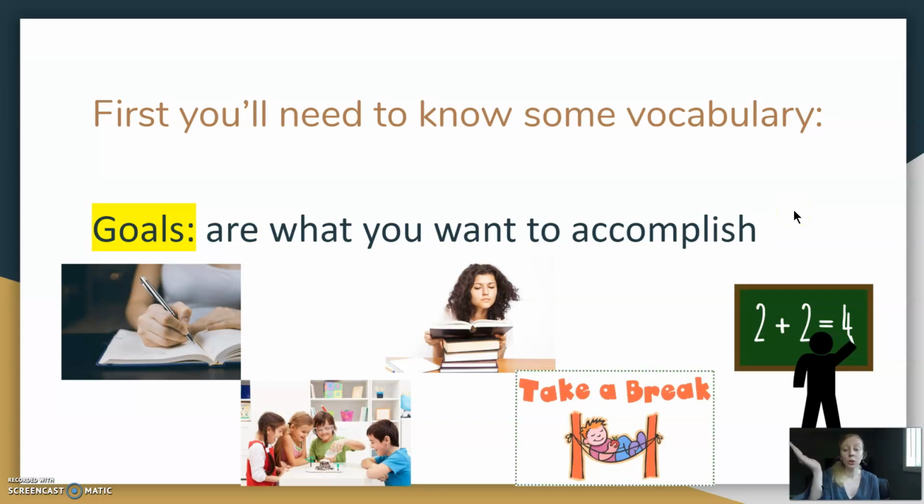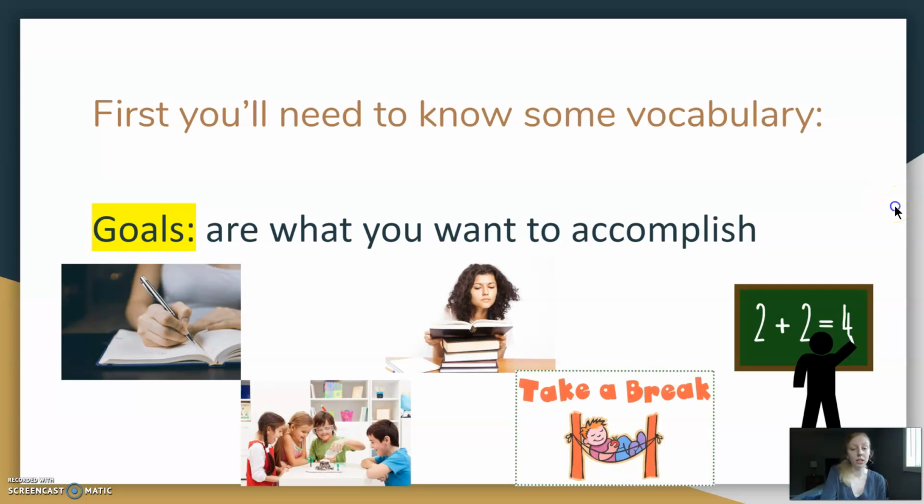So goals. Goals are what you want to accomplish. You could have a goal in writing, reading, math. Maybe you'll have a goal about working in groups or working with peers. You might have a goal about taking breaks when you're upset or frustrated. You could have a goal with communication or orientation and mobility. You could have a goal about cooking. There's so many different things you can have goals in, and it's important to know what goals are on your IEP so that you know what you need to accomplish and how you're going to accomplish them.